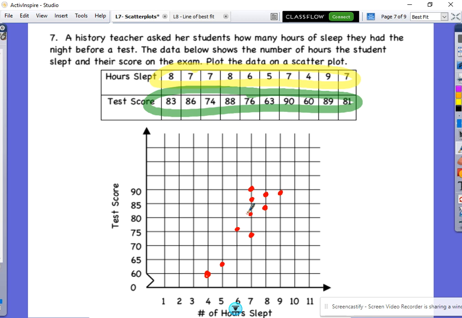So what do you think? Looking at those points, what type of correlation would you say this graph has? Tell your neighbor real quick.